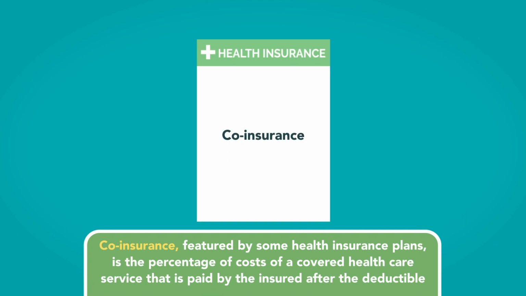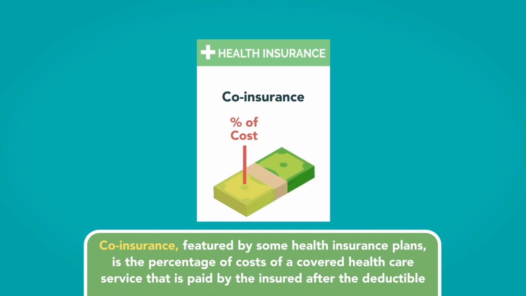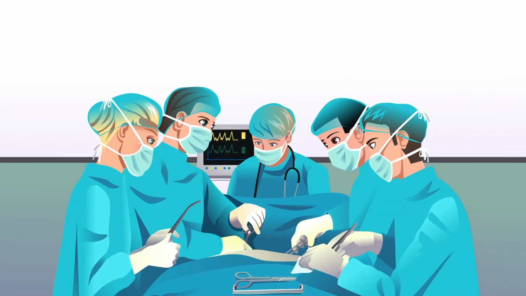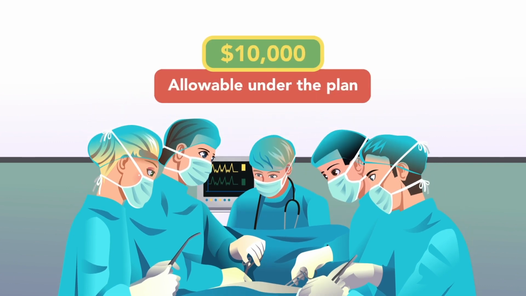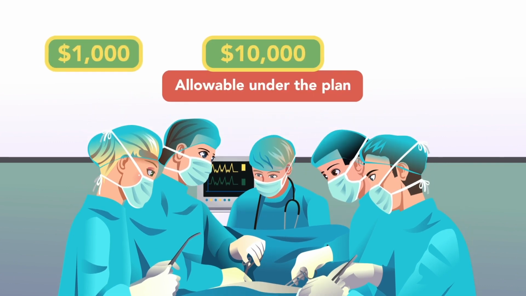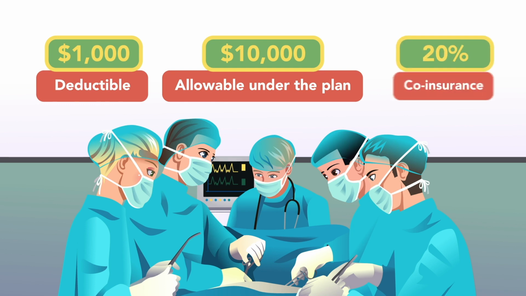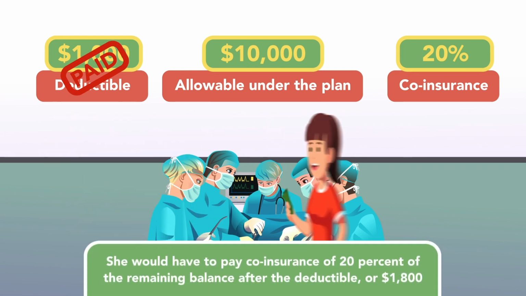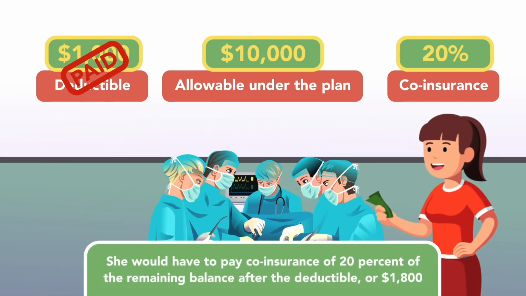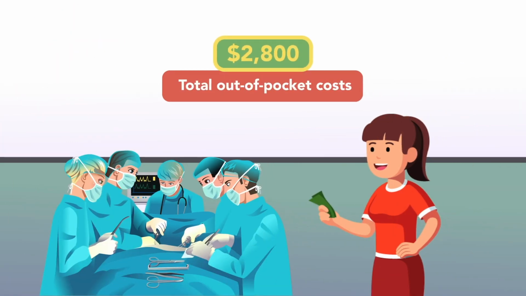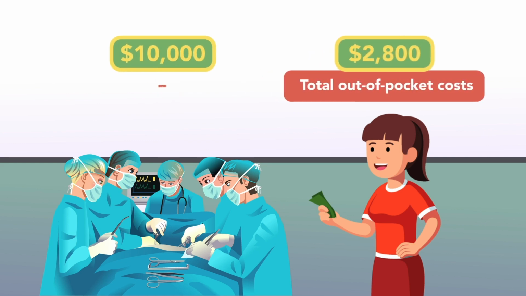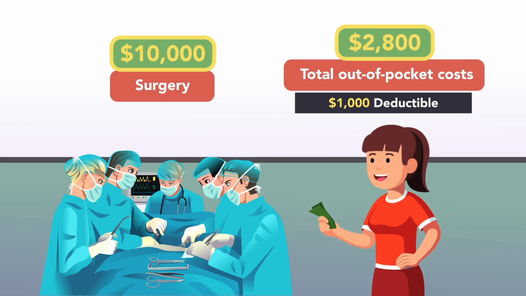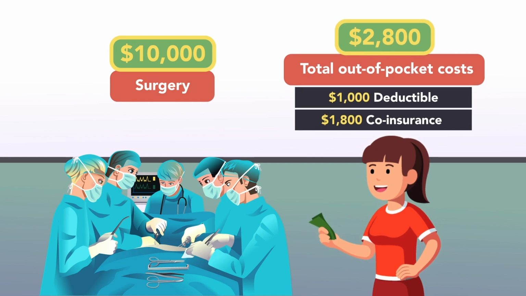Coinsurance, featured by some health insurance plans, is the percentage of costs of a covered healthcare service that is paid by the insured after the deductible. Let's take, for example, a person who had a surgery that cost $10,000 allowable under the plan, with a $1,000 deductible and 20% coinsurance. The policyholder would first pay a $1,000 deductible. She would have to pay coinsurance of 20% of the remaining balance after the deductible, or $1,800. She would have total out-of-pocket costs of $2,800 for the $10,000 surgery, including a $1,000 deductible and a $1,800 coinsurance.